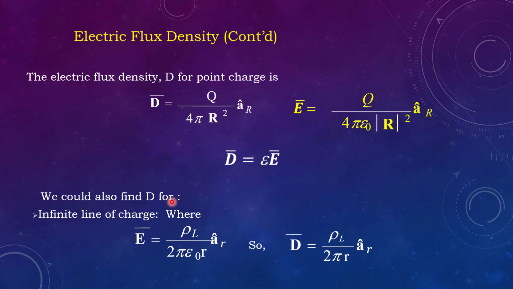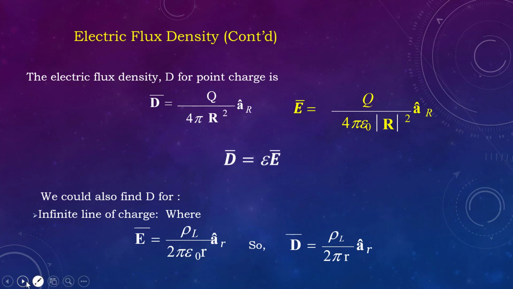So similar to E bar, there are the same equations for D bar, because there is just a difference of epsilon, right? So we know that if an infinite line charge is present, then what is the equation of E bar? E bar is rho L divided by 2 pi epsilon naught R into AR cap. So from this equation, we can write the equation of D bar. Just remove this epsilon naught. D bar is equal to rho L divided by 2 pi R into AR cap. So this is for line charge.